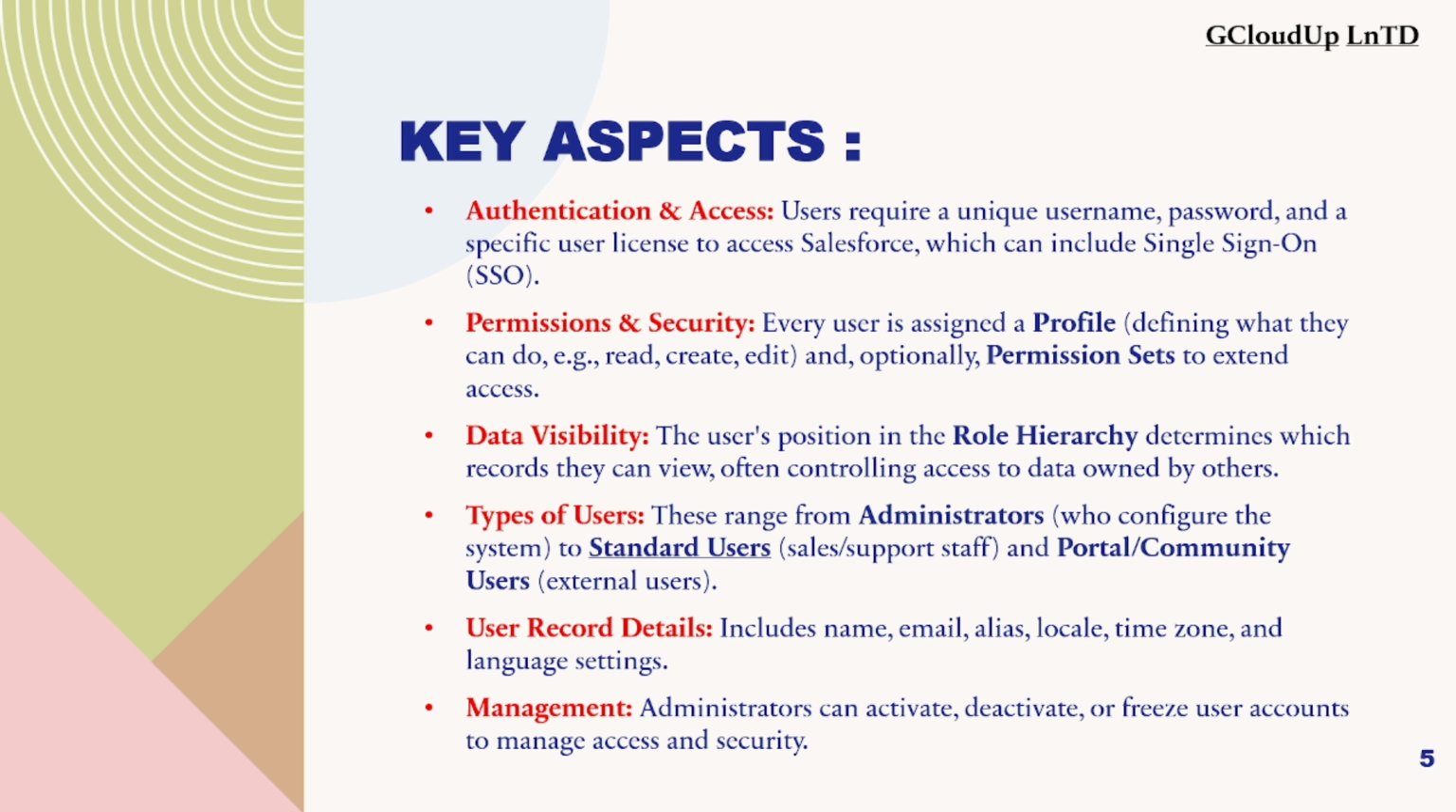And also there is data availability. The user's position in the role hierarchy determines which records they are able to view, controlling access to data owned by others. So in a role hierarchy, if a user's role is on top of other roles, they are able to see the records created by all the roles below, based on which role is assigned to the user. Based on that we can see that data.